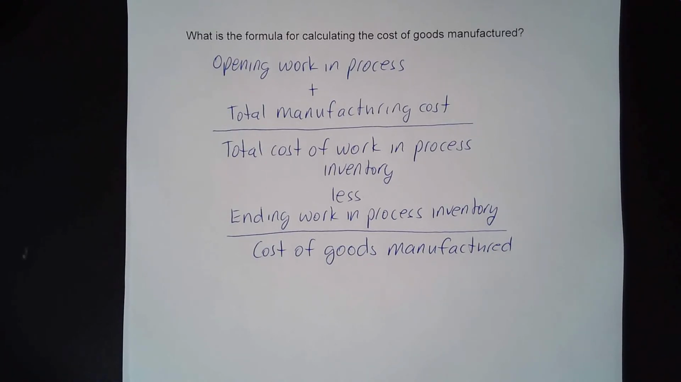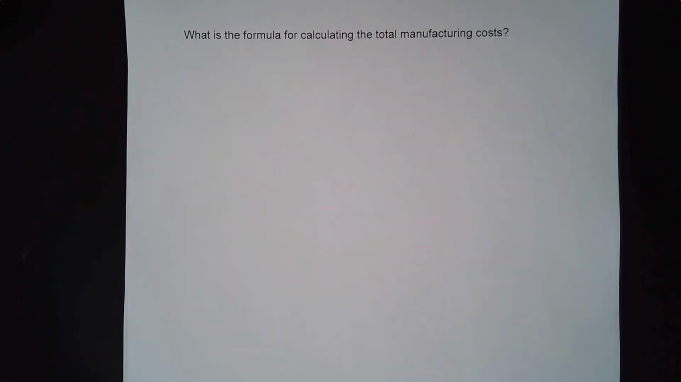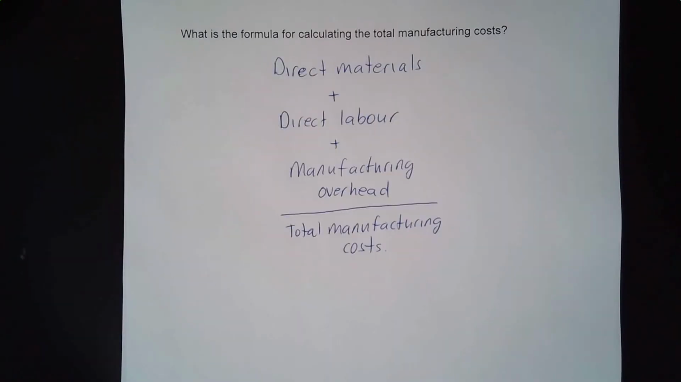So how do we calculate total manufacturing costs? We already know the formula for calculating total manufacturing costs. It's equal to direct material plus direct labor plus manufacturing overhead. That's the total manufacturing costs. How do all these formulas interrelate? Total manufacturing costs are used in the calculation for the cost of goods manufactured, and the cost of goods manufactured is used in the calculation of cost of goods sold.